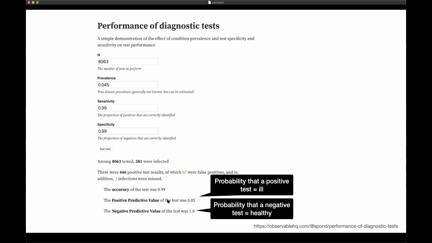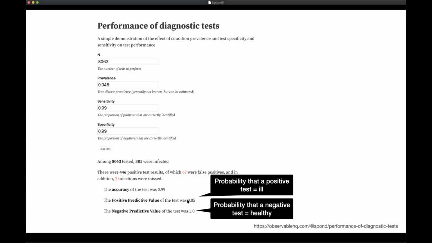But if you want to do clinical decision making, or if you want to make a determination of how likely it is that a positive result is actually true, then what you should look at is the positive predictive value, which is the probability that a positive test really means that you're ill, or the negative predictive value, which means the probability that a negative test is really negative, so you're healthy. So this test will do very well if it gives you a negative result. So you can be quite confident that a negative result means you don't have SARS-CoV-2 or COVID.